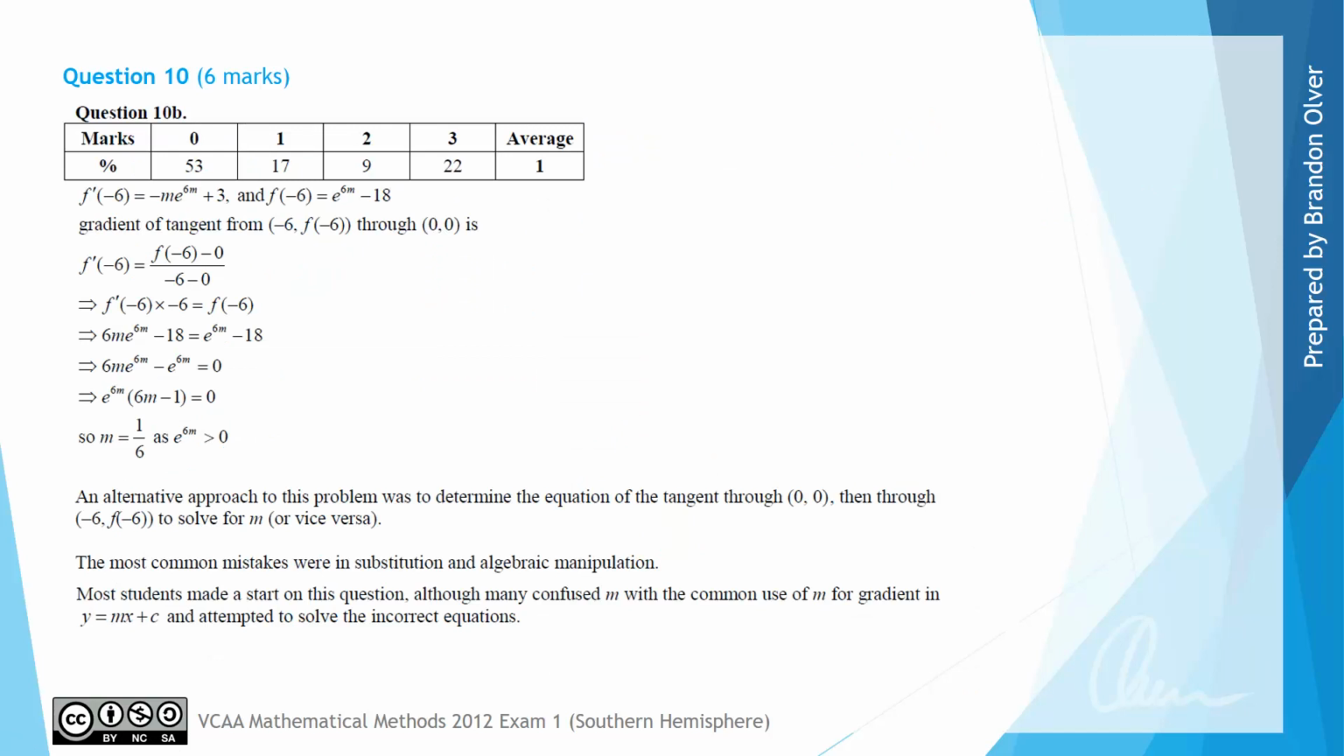Now from the examiner's report, we can see that 22% of students got full marks for this question, and that the examiner goes on to say that the most common mistakes were involved in substitution and the algebraic manipulation involved in this question. Most students made a start on this question, although many confused m, a parameter in the question, with the common use of m for gradients in the line y equals mx plus c, and attempted to solve an incorrect equation.